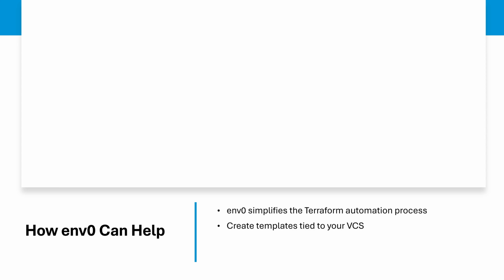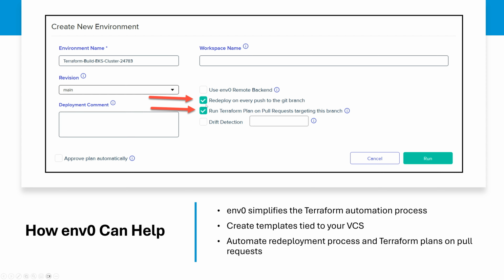With N0, you can create templates that are tied to your version control system, redeployment process, and Terraform plans on pull requests. So in N0, you can check these 2 boxes, redeploy on every push to the Git branch, and you can also run Terraform plan on pull requests targeting this branch, which will generate this speculative plan that you can review at the PR review meetings.